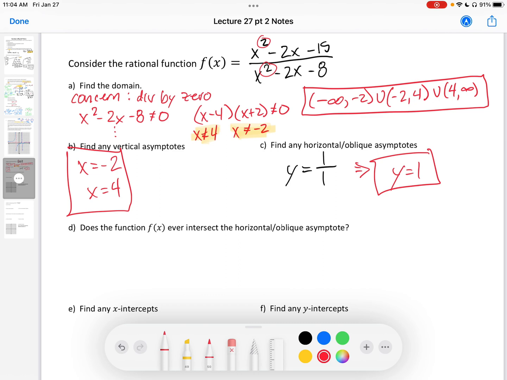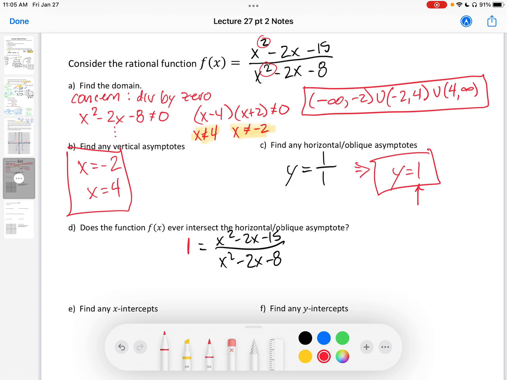Now it wants to know, does the function f of x ever intersect the horizontal or oblique asymptote? Okay, so I'm going to take my function, x squared minus 2x minus 15 over x squared minus 2x minus 8, and that is y equals this function here. Remember, I know that y equals 1 is on this graph here. That's your horizontal asymptote. So I'm going to take that 1 and I'm going to plug it in here. And now I'm going to solve.